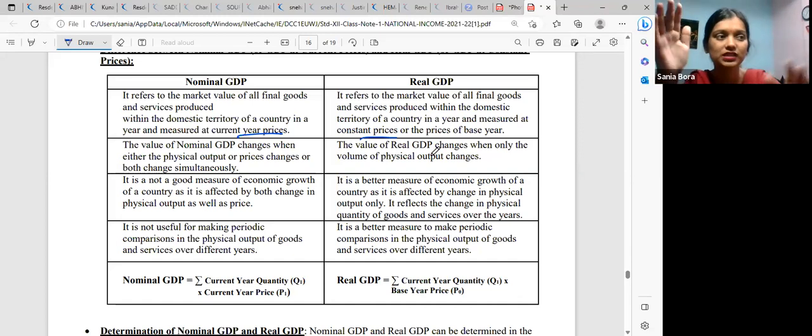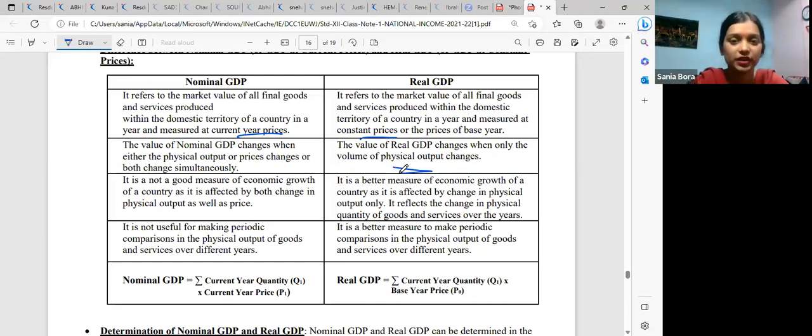So for example, earlier I was producing 10 chocolates, so my price was 100 rupees, 10 rupees for each. Now I'm producing 20 chocolates, so my GDP will be 200. So real GDP will only change when the volume of output changes. But nominal will change due to physical output as well as price, or both. Right? And it is not a good measure because both are affecting it.